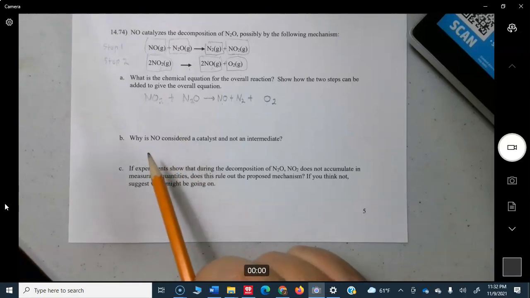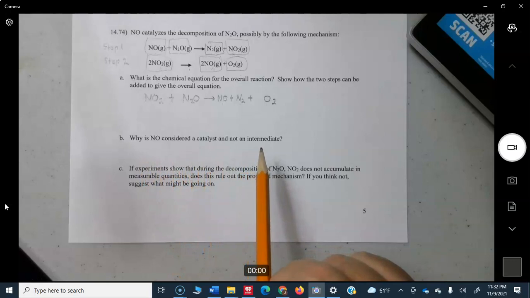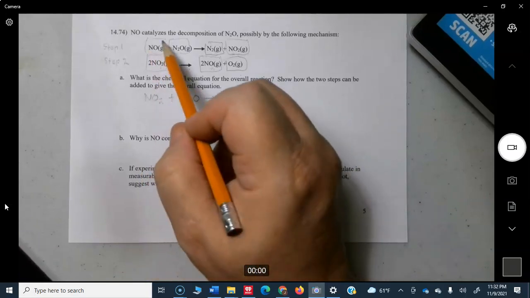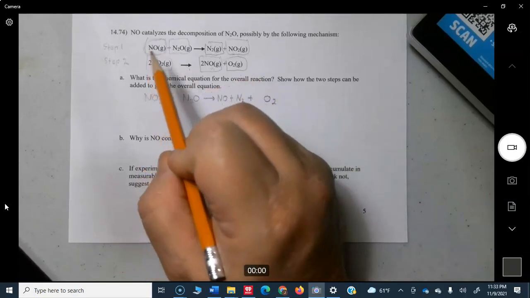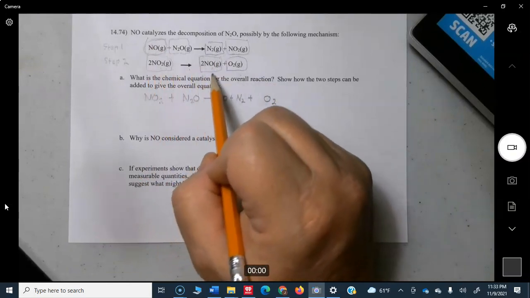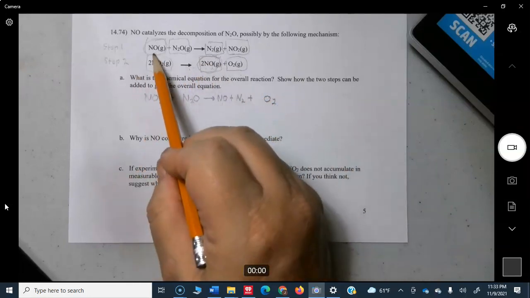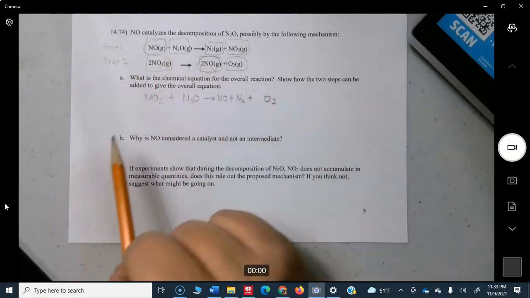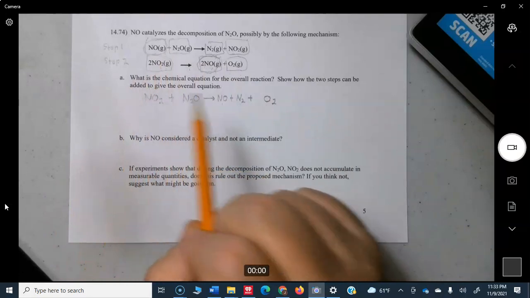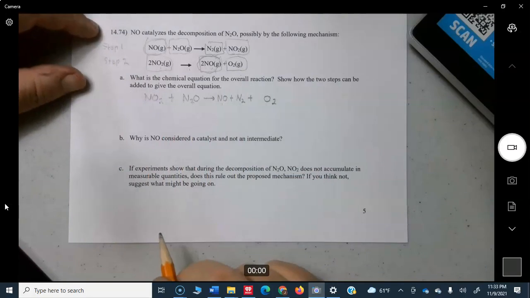So we did A. B, why is NO considered a catalyst and not an intermediate? Well, very simply, it appears at the beginning of the first reaction, and although you have 2 in front of it, that doesn't change the fact it's still NO. It appears at the end of the final reaction. It did not get changed by the reaction. So a catalyst appears at the beginning, it appears at the end, and does not get changed in the reaction. Let's go ahead and write that down.